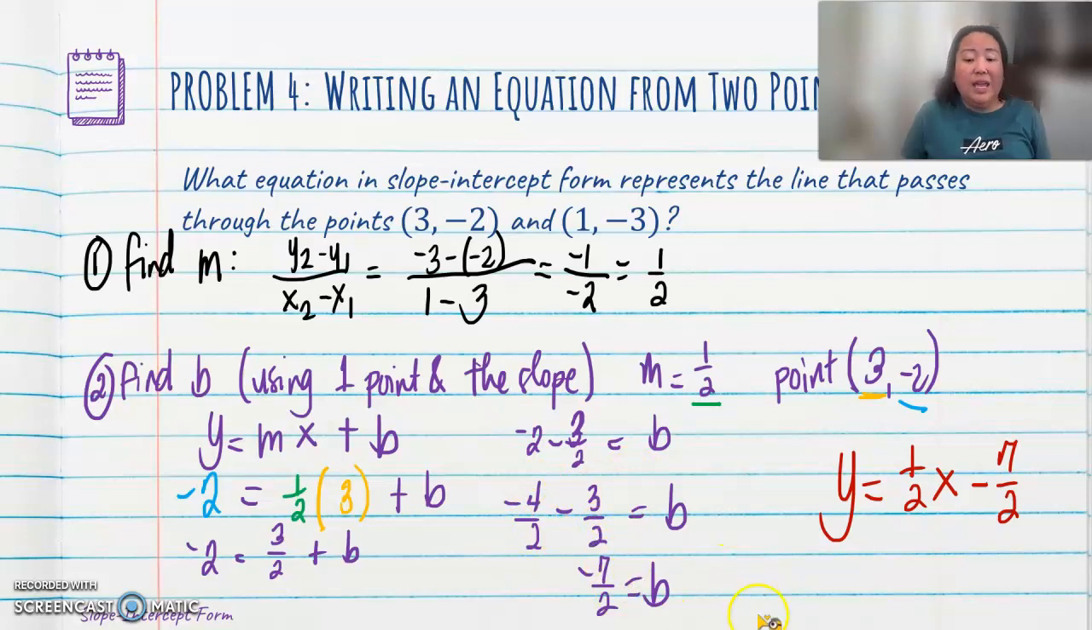It will be -7/2. And so the slope-intercept form, given the 2 points, will be y is equal to 1/2 x minus 7/2. Okay?